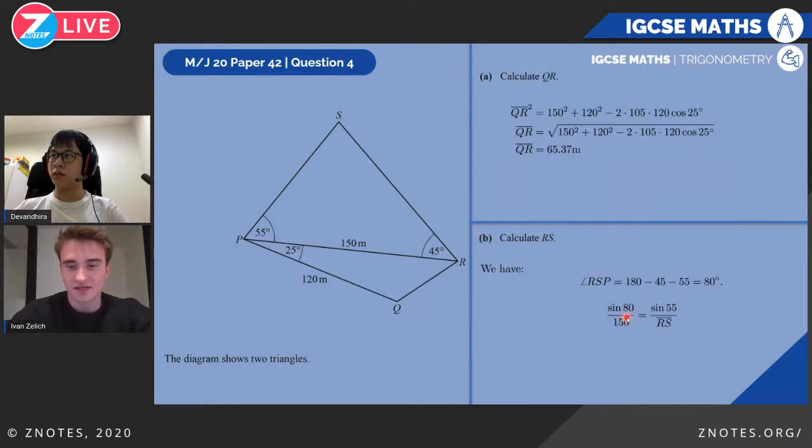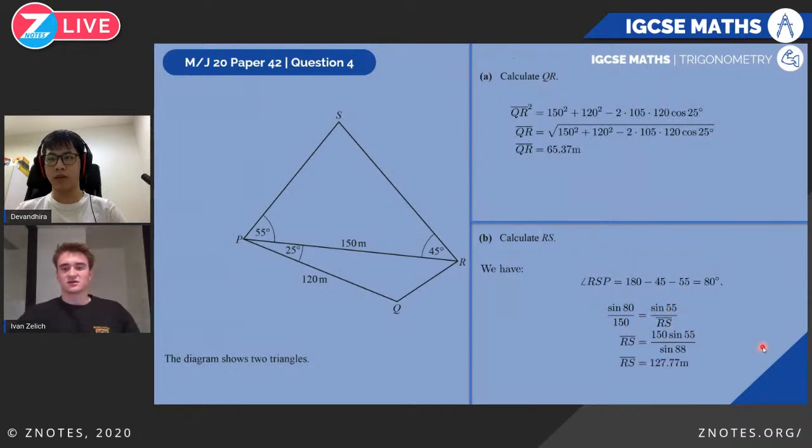So sine 80 on 150 is equal to sine 55 on RS. Then we multiply by RS, single it out on one side, and we can solve it and get RS is 127.77 meters. Sometimes these diagrams aren't drawn to scale, but it seems like they have been. QR looks like about half of this side here, and RS does look a bit less than PR, but pretty close. So these values make sense.